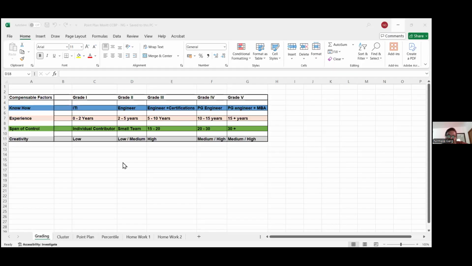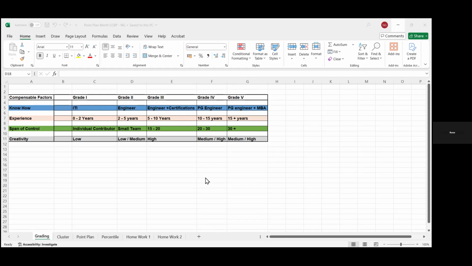So having said that, step one, I determine the number of grades. Now, if your organization is very complex, obviously there will be more grades, and there could also be more compensable factors. Then you also need to understand whether you want to have a narrow band or a broad band. Anybody who understands narrow band and broad band? What is a narrow band?